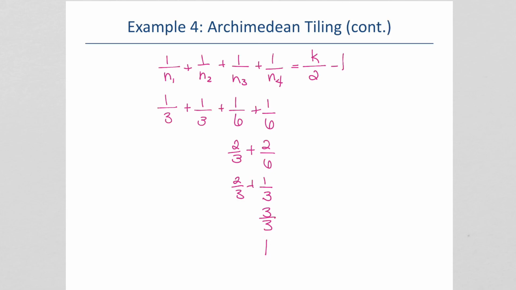So k over 2, k was 4. 4 over 2 is 2. And 2 minus 1 is, in fact, 1. So that can be an Archimedean tiling.